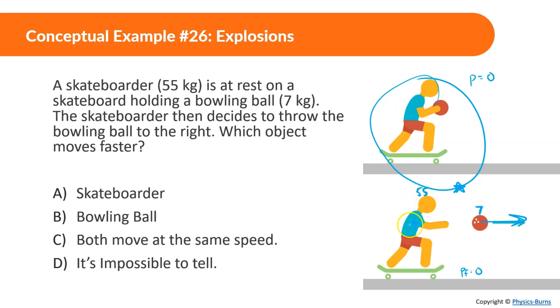Because momentum is mass times velocity, the bowling ball is going to be moving much faster because it has less mass. All right, moving on. That might have been a little confusing. Listen to it again if you need to.